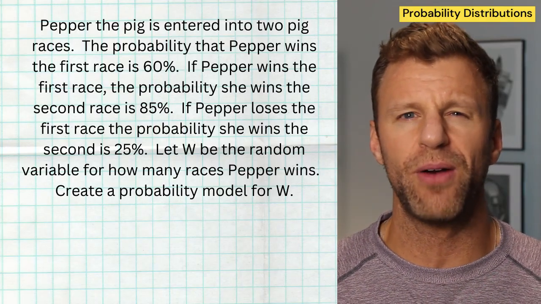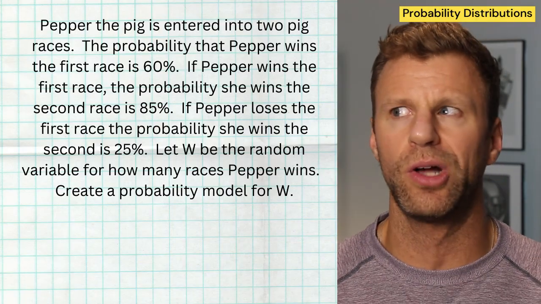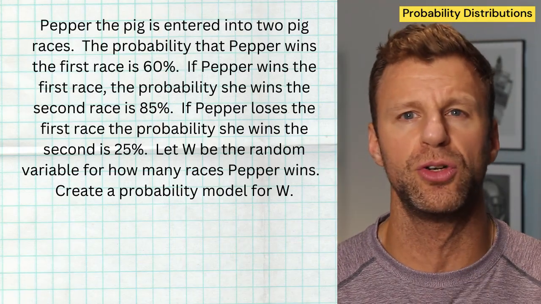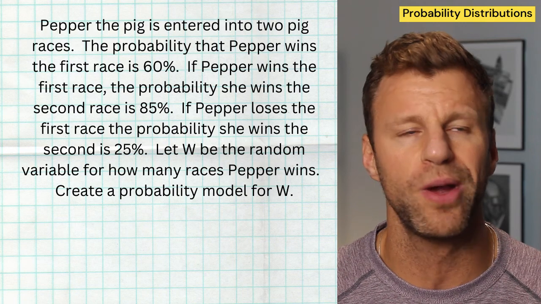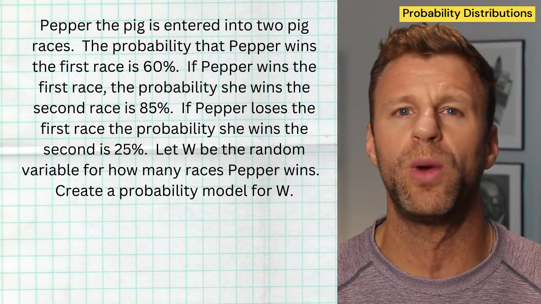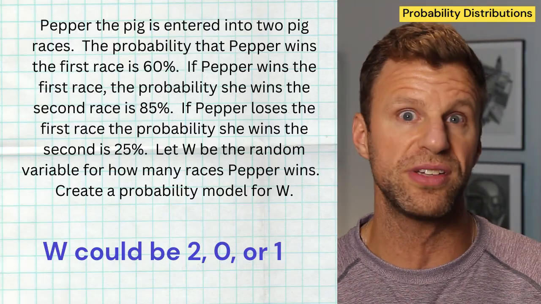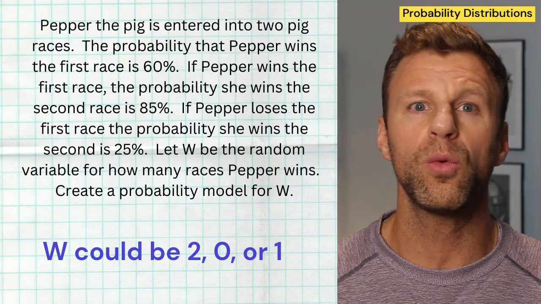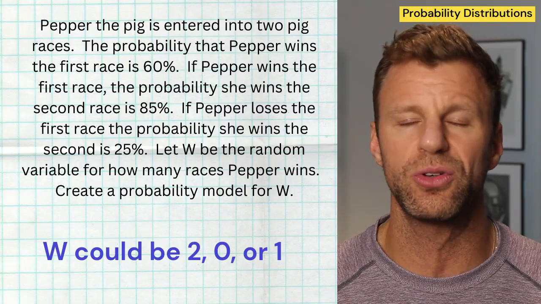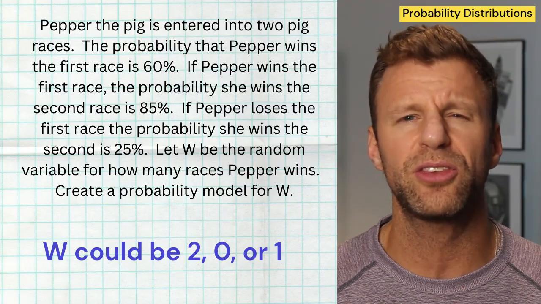Now, the first thing we've got to figure out is, well, how many wins can she get? Well, she could win both races. That would be 2 wins. She could lose both races. That would be 0 wins. Or she could win one of them. But winning one of them has 2 different combinations. Lose the first, win the second. That's a total of 1 win. Or win the first, lose the second. That's also a total of 1 win. So how do we calculate those probabilities?